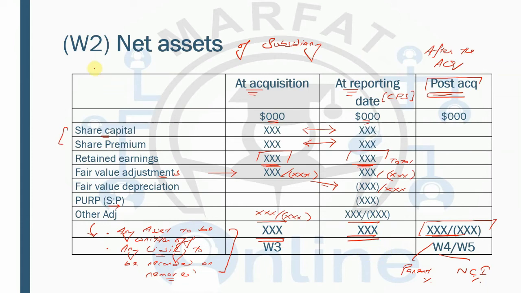So remember, working two is very important, because if you are not sure what the net assets of the subsidiary are at acquisition and reporting date, you won't be able to calculate the goodwill and the post-acquisition amounts.